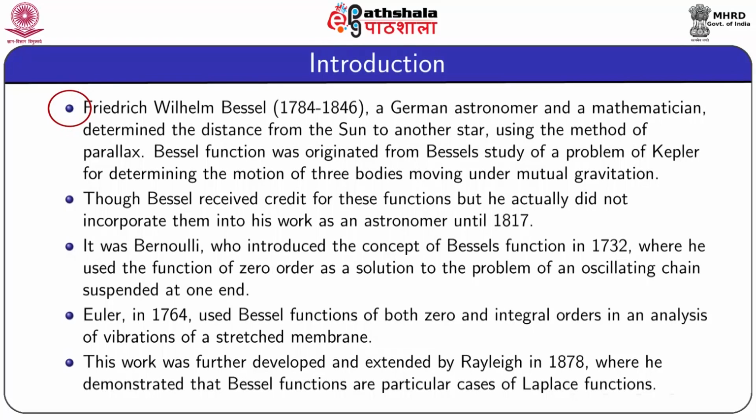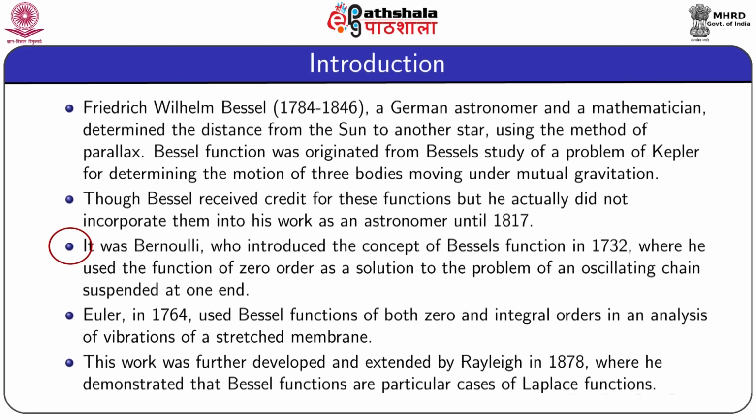Friedrich Wilhelm Bessel, a German astronomer and a mathematician, determined the distance from the Sun to another star using the method of parallax. Bessel function originated from Bessel's study of a problem of Kepler for determining the motion of three bodies moving under mutual gravitation. Though Bessel received credit for this function, he actually did not incorporate them into his work as an astronomer.